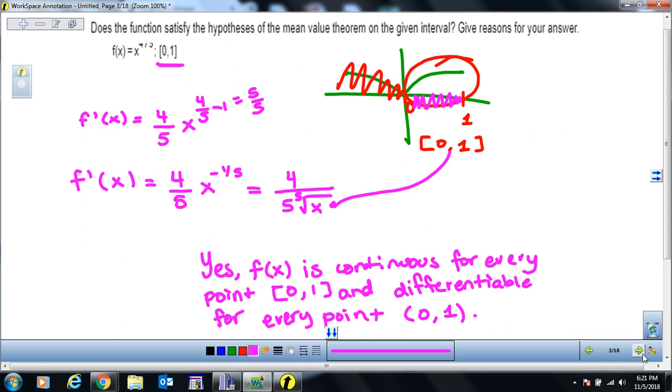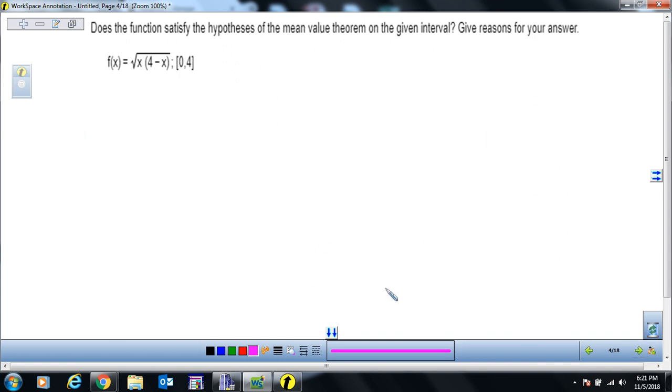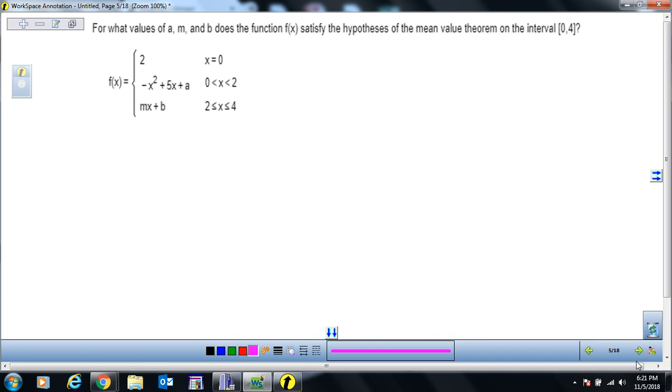That would be that one. This one will be the exact same thing. You have the view and example, so I'm going to skip this one to concentrate on this one, which is going to take us longer. So for what values of a, m, and b does the function f of x satisfy the hypothesis of the mean value theorem on the interval from 0 to 4?